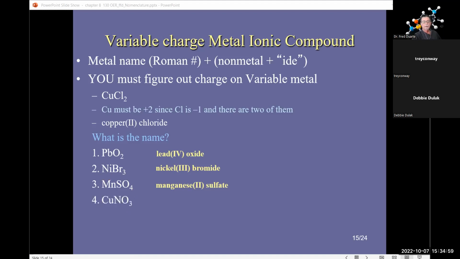Okay, here we got copper and then the polyatomic ion. Okay, that is the NO3, a nitrate, which has a -1 charge. That implies that copper here must be a +1 charge. Okay, so that means that we have copper, Roman numeral 1 nitrate.